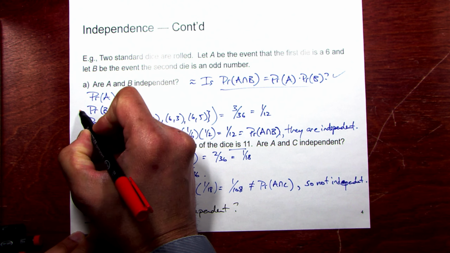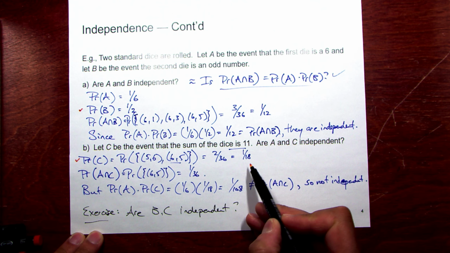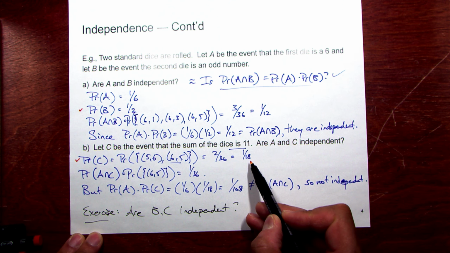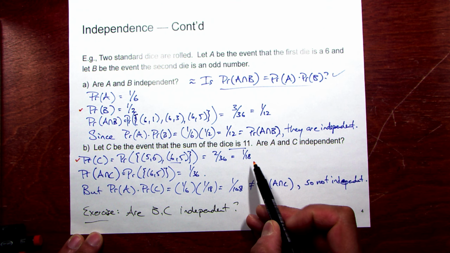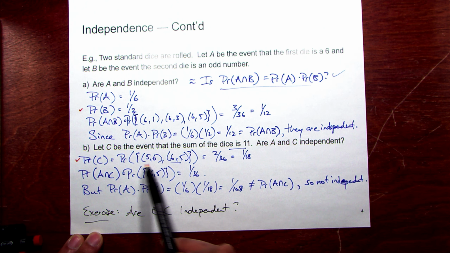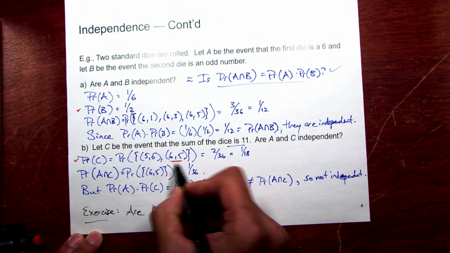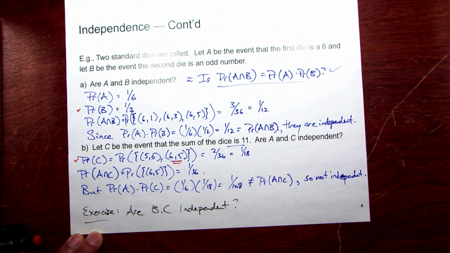Probability of B is a half, probability of C is an 18th. So multiplying those things together gets us 1/36th. And B intersects C. Let's see, B is the event is an odd number. So that's the only outcome here. Okay, it's 6, 5. That's the only outcome. So that's 1/36. They actually are independent. Okay, which seems a little tricky, right? It seems a little tricky.